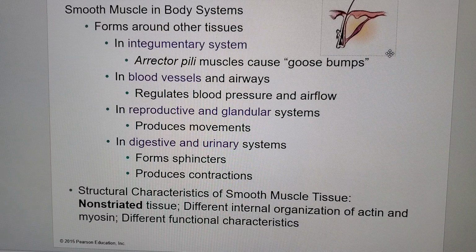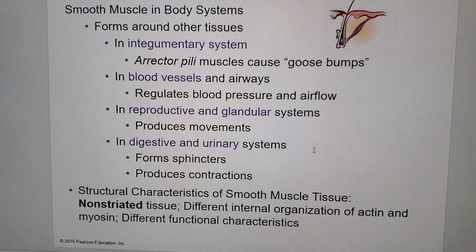In the digestive and urinary systems, the digestive system, for example, the intestines, through peristalsis, that smooth muscle pushes and pushes and makes that material go clear until it gets to the anus, that sphincter at the terminal end of the digestive system. And that smooth muscle regulates the material going through the intestine and elimination as well. In the urinary system, we have two sphincters, one voluntary and one involuntary. We'll talk about those when we get to those systems.